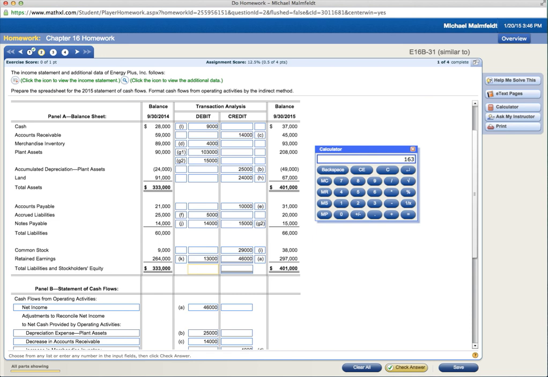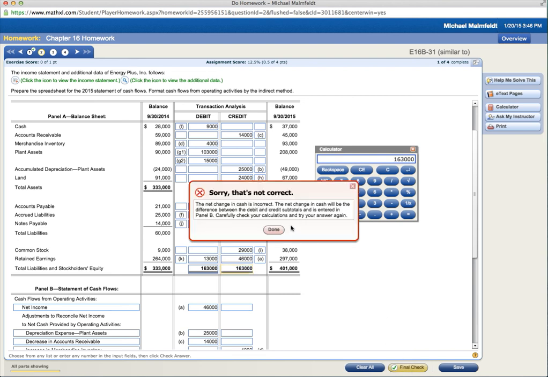Whoops. So our total there was 163,000. So theoretically, our credit side balance should also equal that, but I'll go ahead and do the math anyway. 14,000, 25,000, 24,000, 10,000, 15,000, 29,000, 36,000, and we're at 163. So let's see if that is copacetic. Wow. Okay.